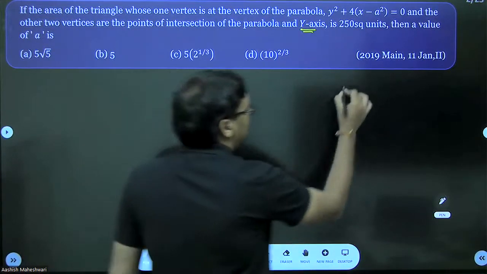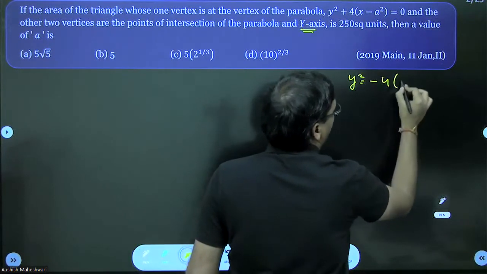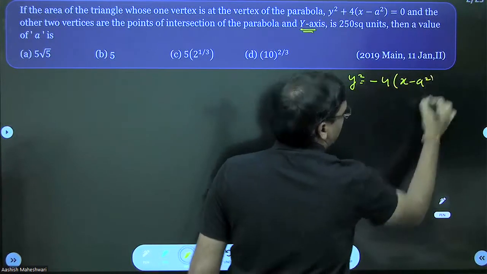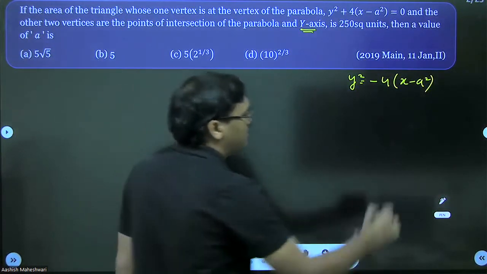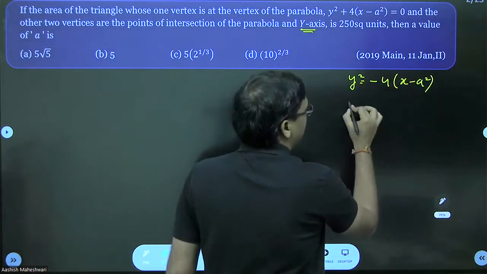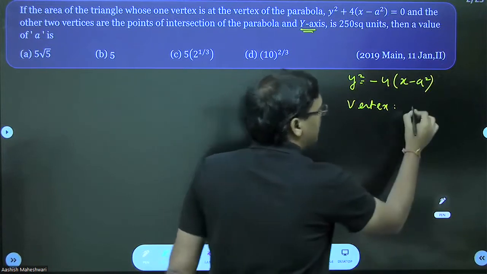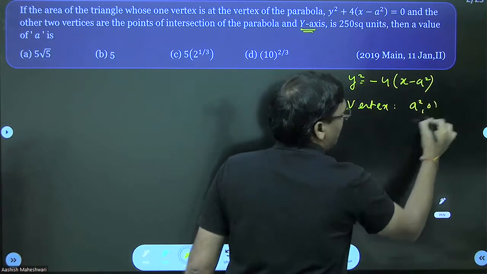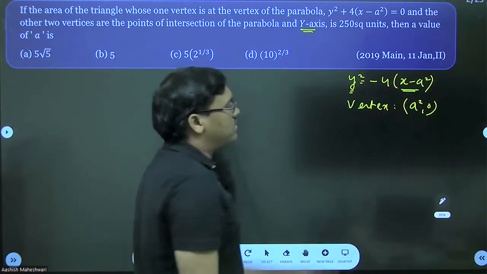So you can clearly see we have y square equal to minus 4 times x minus a square. This is the shifted parabola. What is the vertex of this? This is a square comma 0. How are you getting this? Just take this as 0 and this as 0, y is equal to 0.